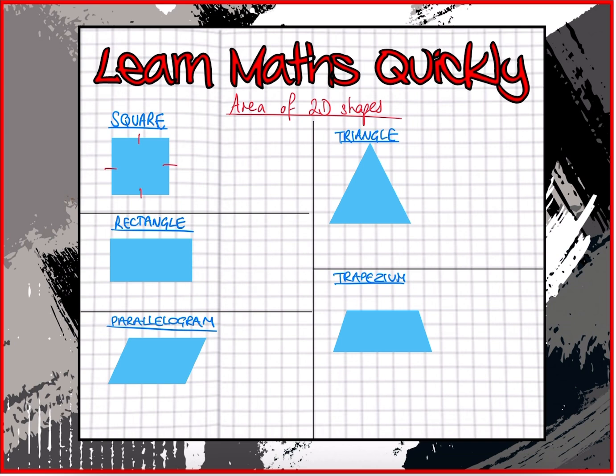As you can see by those little red lines I've put in there, that symbolises that each side is equal. So to find the area of a square, let's just call each side B, B, B, B. All it is is the base, which is B, times by the height, which is also B. So let's just call this one B times B, or B squared.